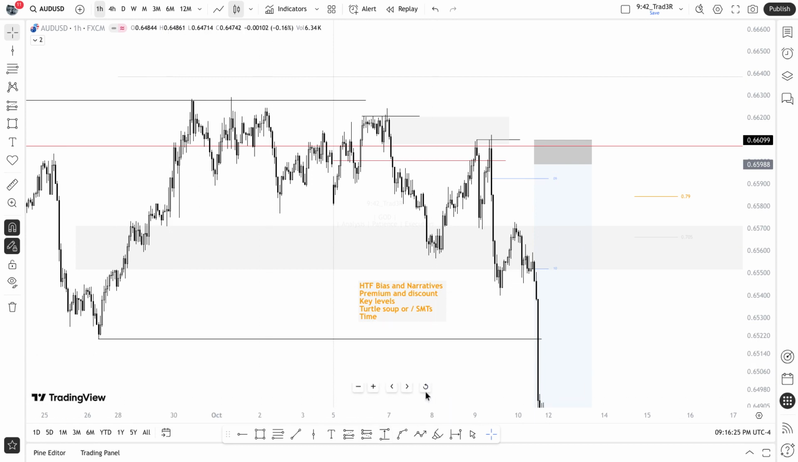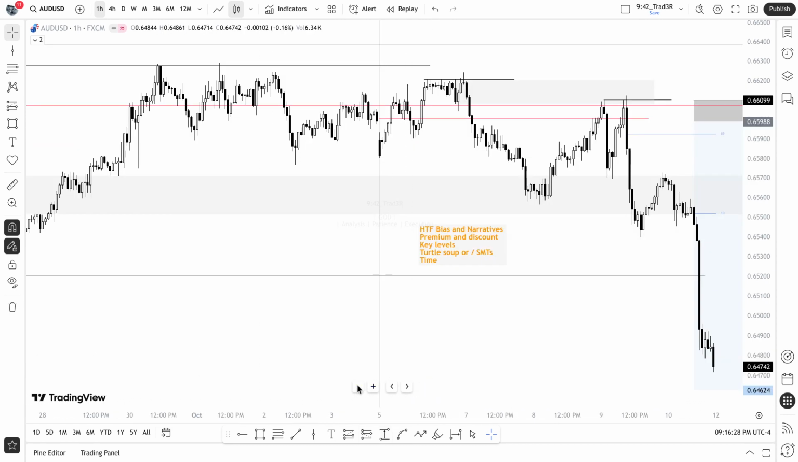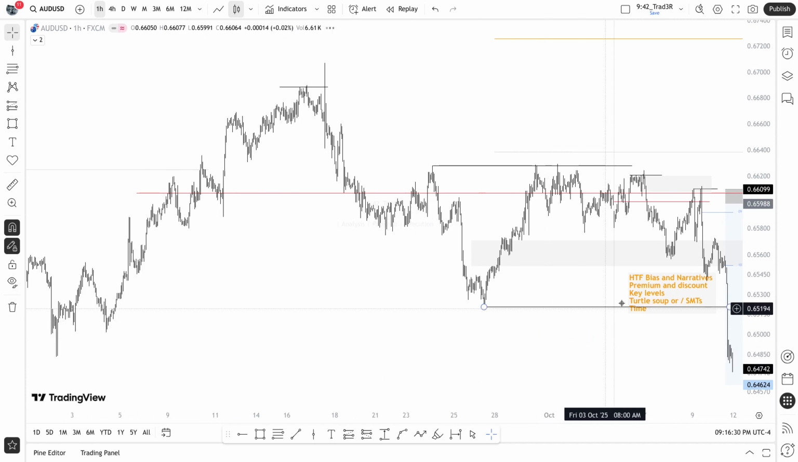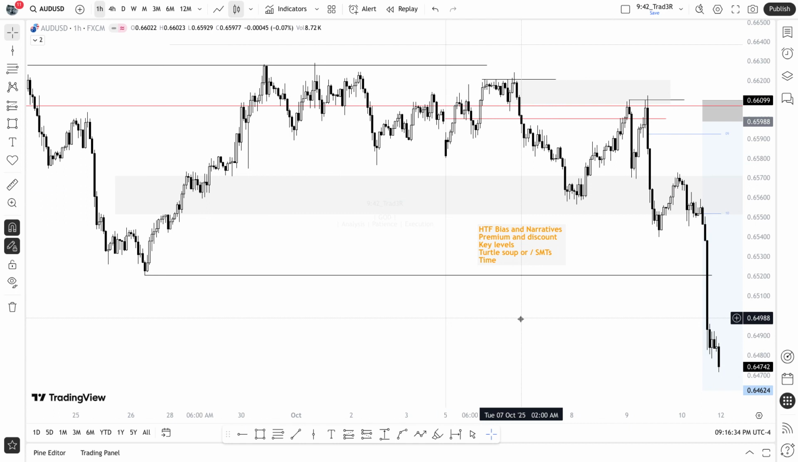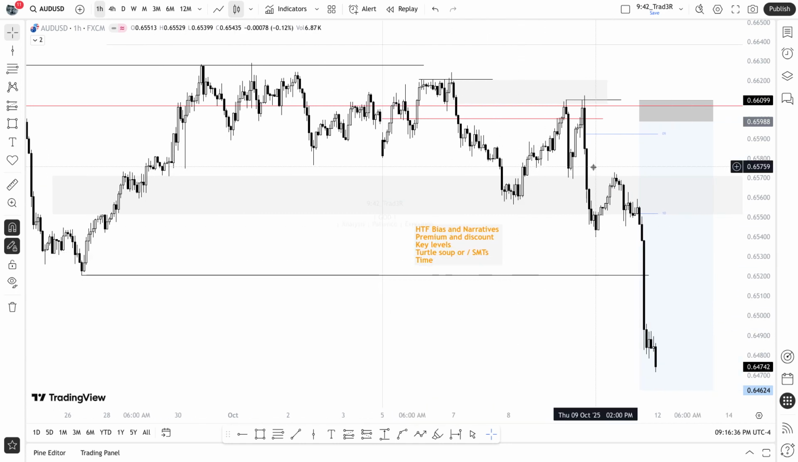So I hope I've been able to make sense of how to analyze and how to look for your draw on liquidity, your higher time frame buys, and everything, all the way down to the executions.